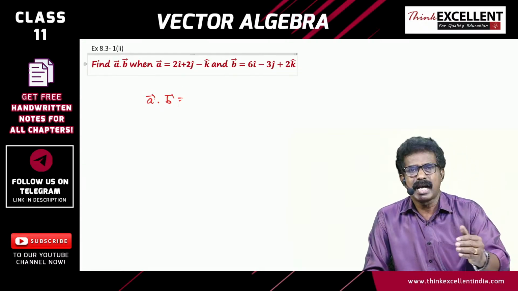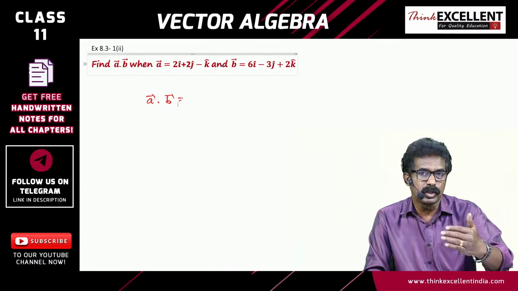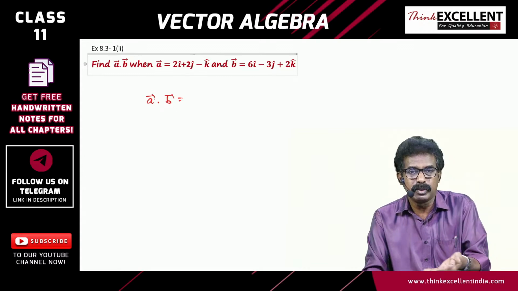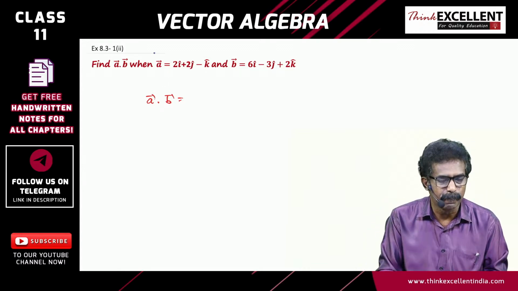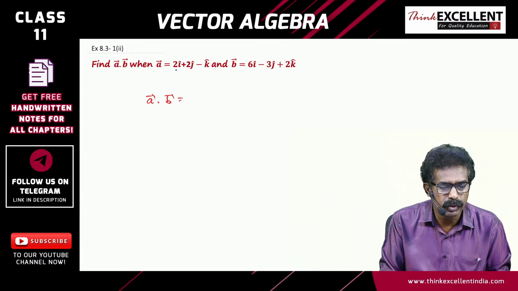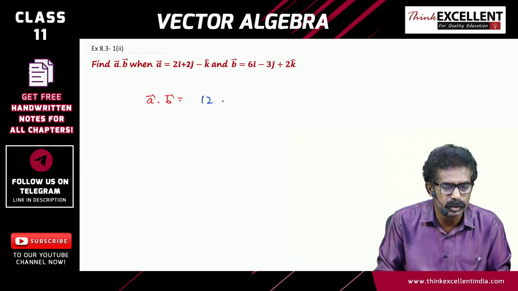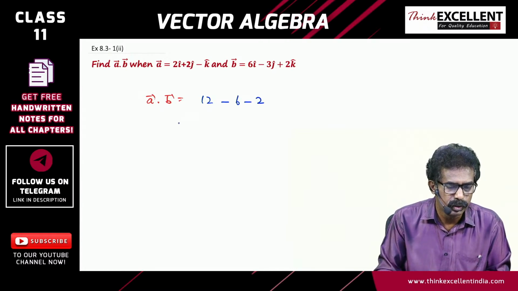Probably when you write the examination, there won't be much problem because you copy from the question. When copying from the question paper, check very carefully. Okay. So i coefficients you multiply, 2 into 6 it is 12. Then 2 into minus 3, minus 6. Minus 1 into 2, minus 2. So 12 minus 8. Your answer is what? 4, right? Very simple question.